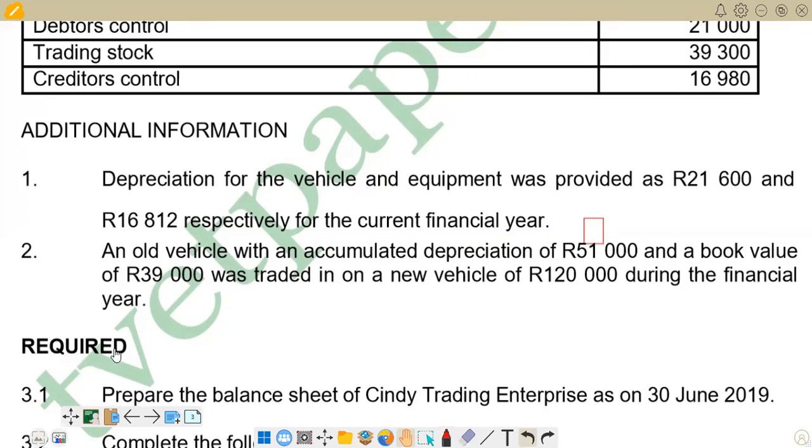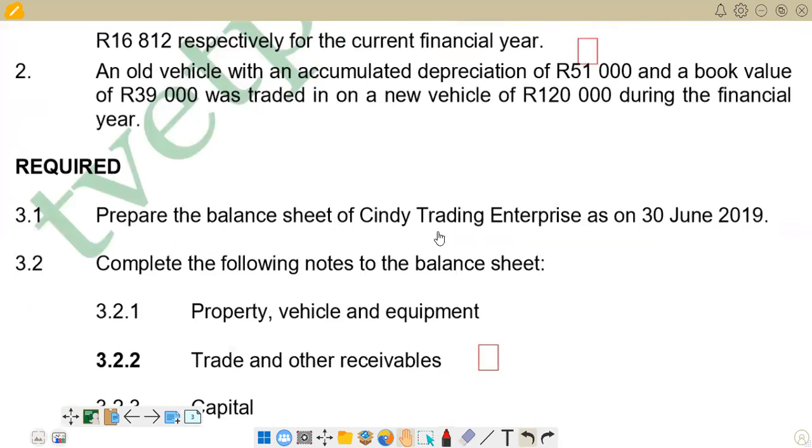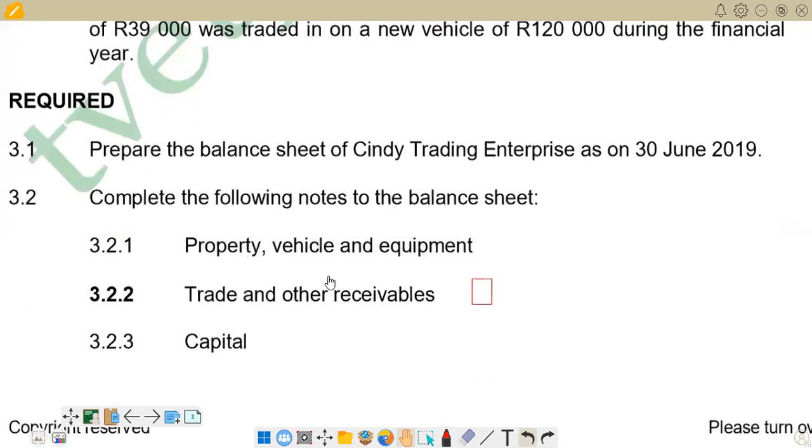On the required part, 3.1, we will prepare the balance sheet of Cindy Trading Enterprise as on 30 June 2019, and then complete the following notes to the balance sheet. The notes that we have are property, vehicle, and equipment, then trade and other receivables, and capital. So these are the notes that we are going to prepare.